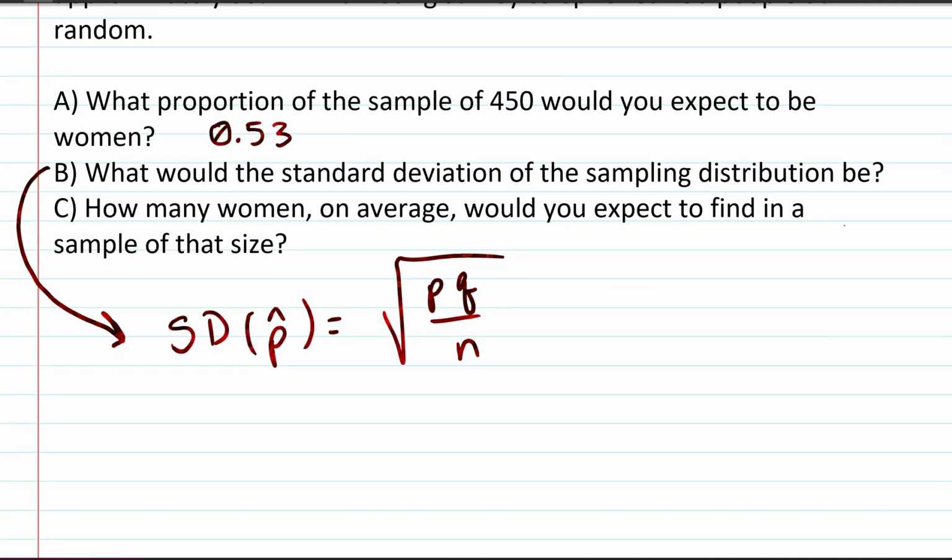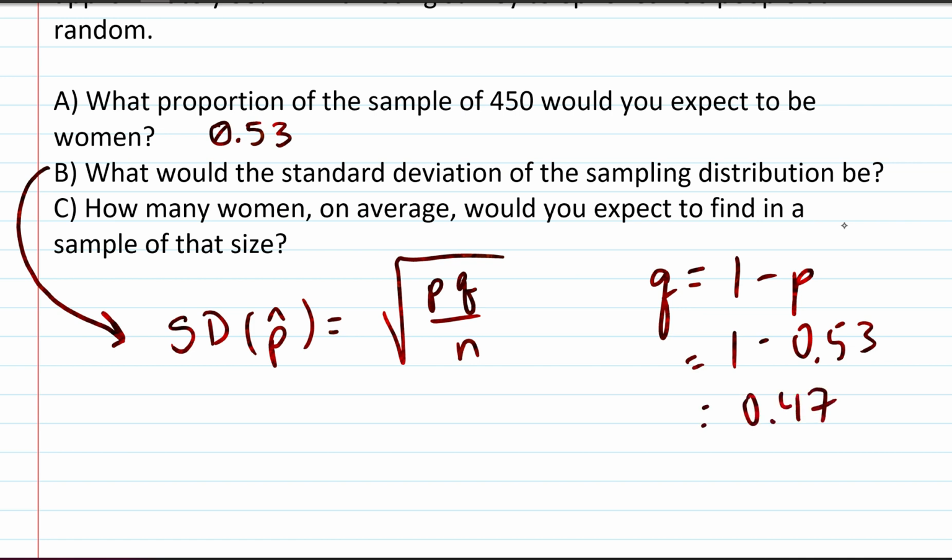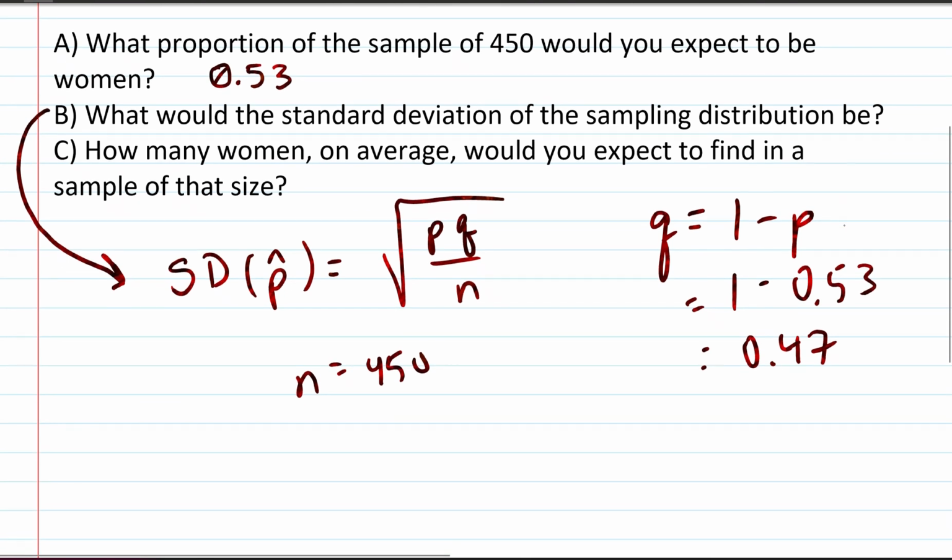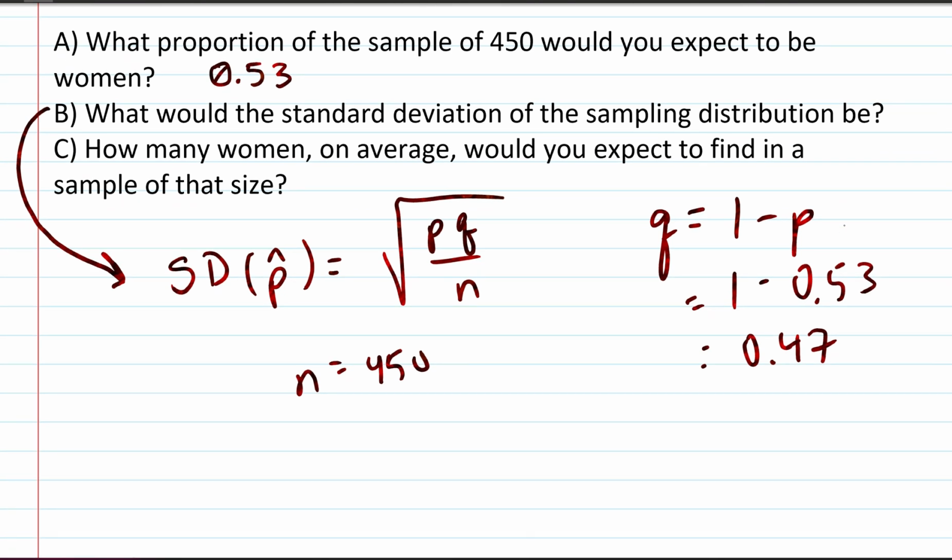Okay, so to find that q, we would just say, okay, what's the complement of p? So 1 minus p, so that'll be 1 minus 0.53. Then that gets us 0.47. All right, so the sample size is 450 women. So our n is 450.